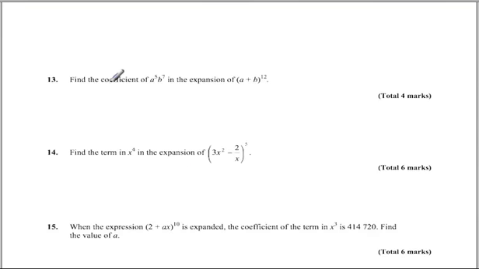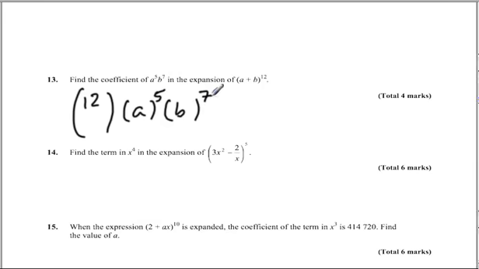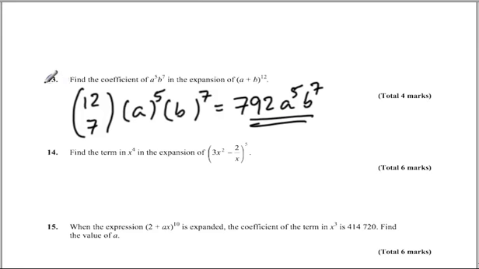Let's move on to number 13. Find the coefficient of a5 b7 in the expansion of that. Again, same old thing. We have 12 over there. Our first term is a. Our second term is b. We want this to be 5 because it's a to the power of 5 and b to the power of 7. So since that's 7, we know this is also 7. So literally we have to do 12 choose 7 on your calculator, and that's 792 a5 b7, and we're done. So we're done with number 13.